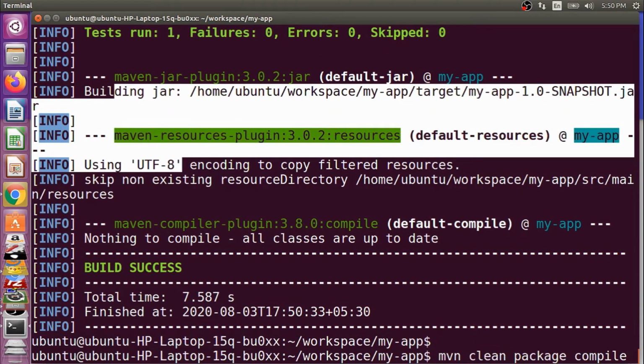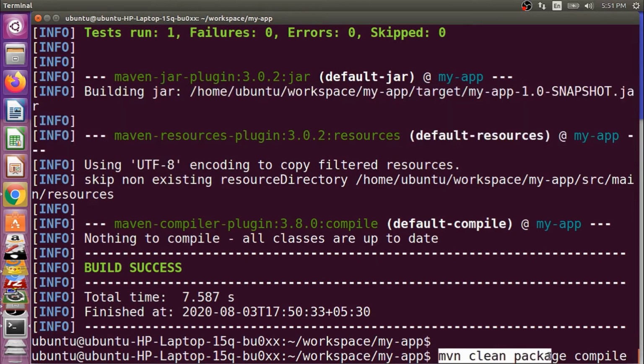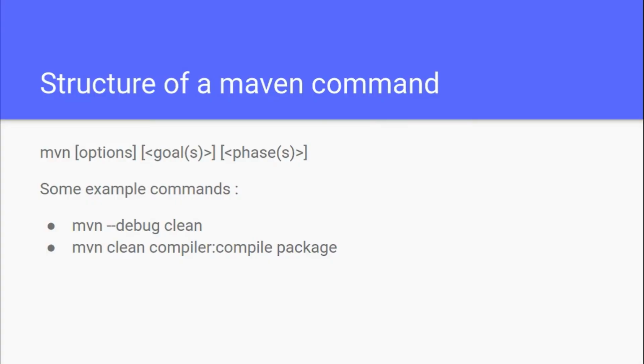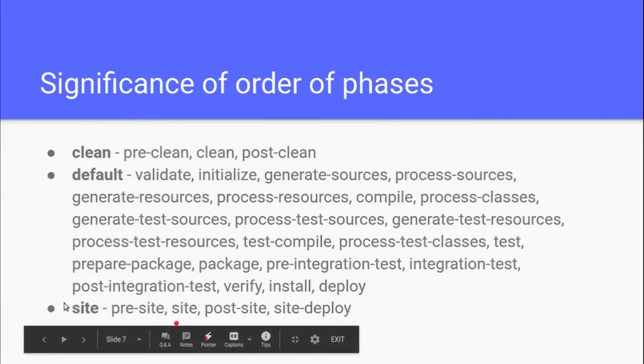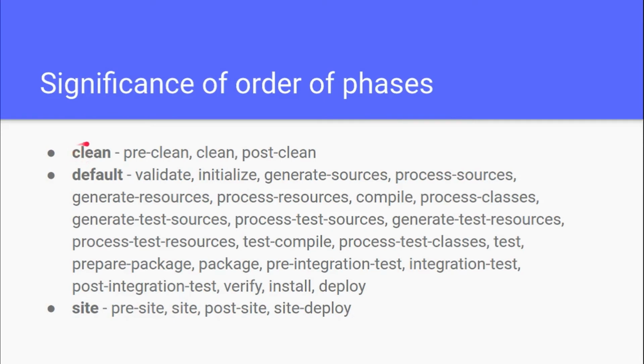By this, we can conclude that Maven does not follow the order that we provide in the command. So what order does Maven follow and from where? In Maven, there is a predefined order in the lifecycle which is followed when executing Maven commands. For example, in the clean lifecycle, there are three phases: pre-clean, clean, and post-clean. Pre-clean will run first, clean second, and post-clean third.